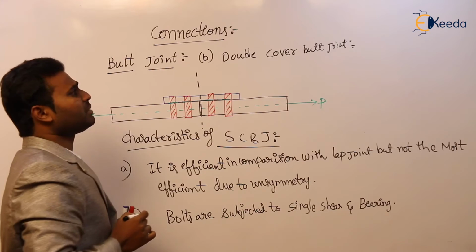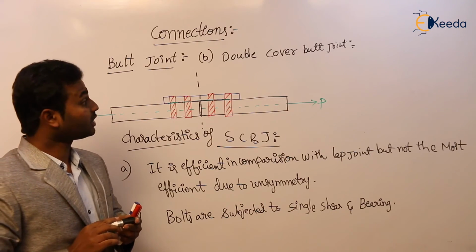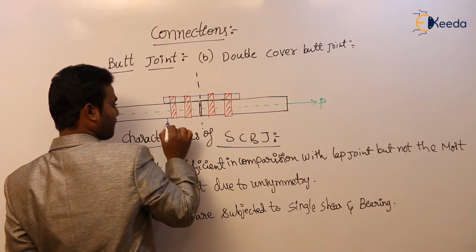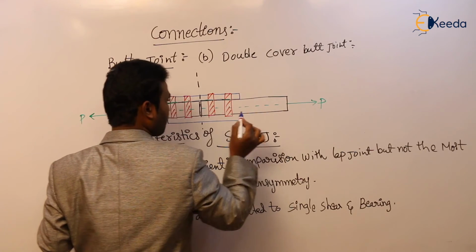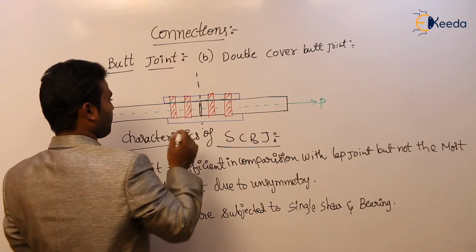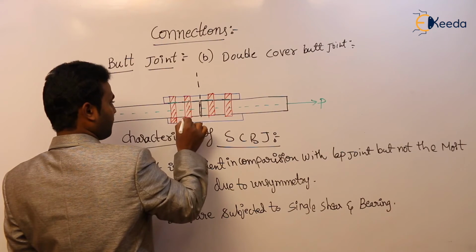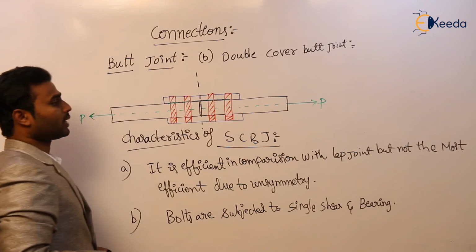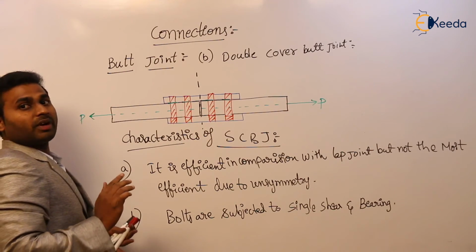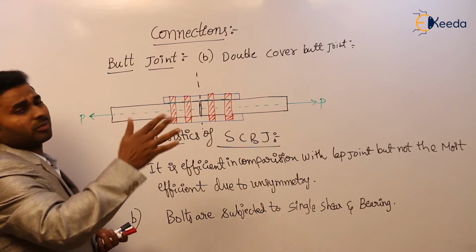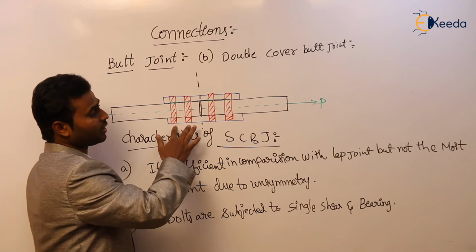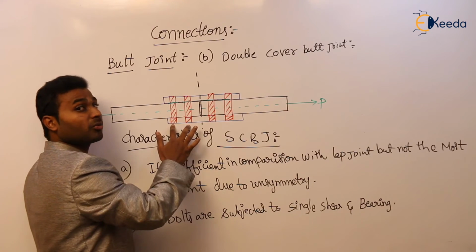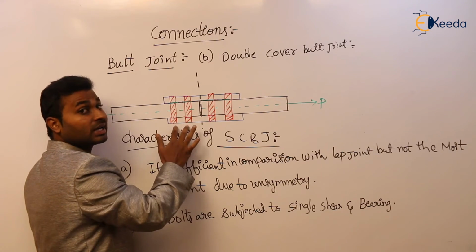Okay. Next is the double cover butt joint. The name itself says double cover. So we are going to provide cover plates at top and bottom in this case. That is why it is known as a double cover butt joint. And here how many lines of bolts have we provided? As I said, we have to see only one side at a time. So 2 lines. So this is called a double bolted double cover butt joint.